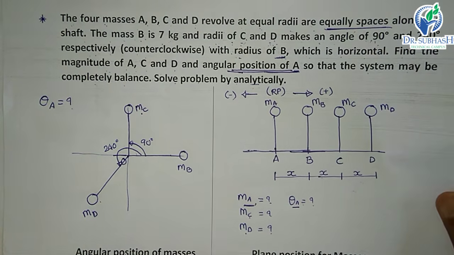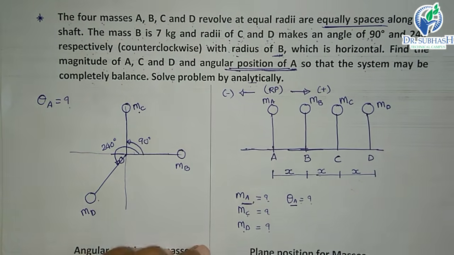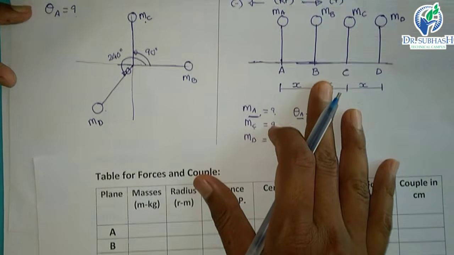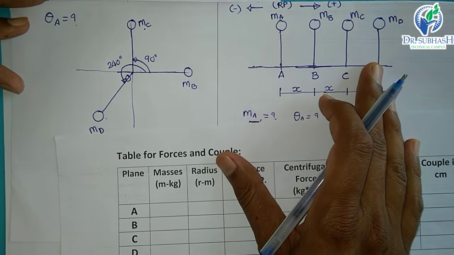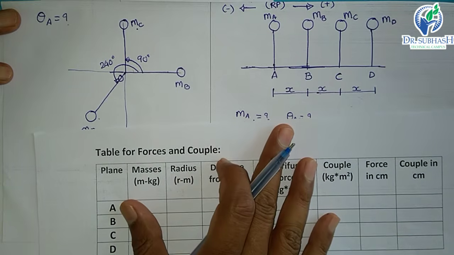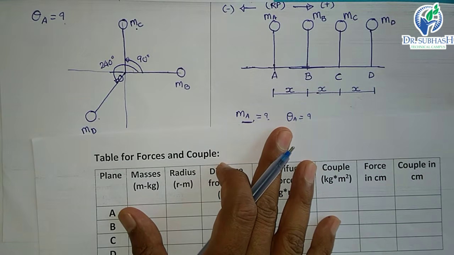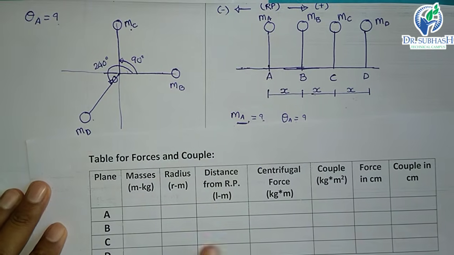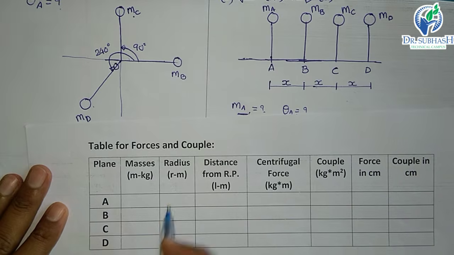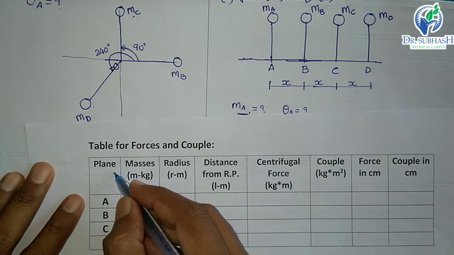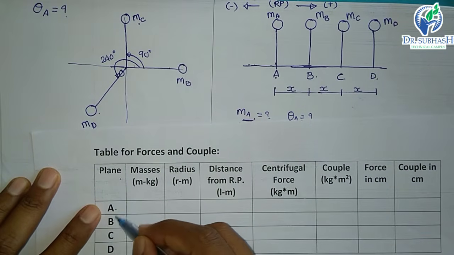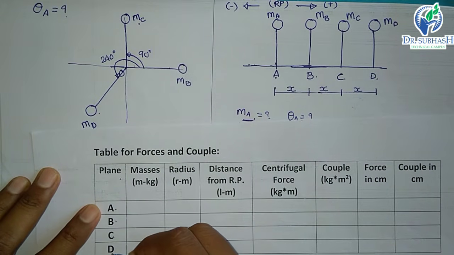Now let us consider the third step. This is our angular position, and this is our plane position. Now we want to calculate the forces and couple in the form of a table. In the first column of the table there is the plane. We know that there are 4 planes, A, B, C and D, so here we write A plane, B plane, C plane and D plane.